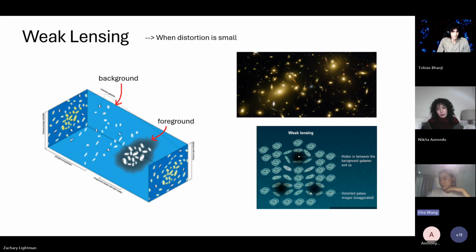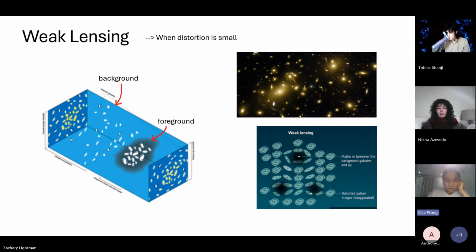And sometimes the lensing effect can be so great that it causes multiple images to form, or there's going to be arcs or an Einstein ring, which is called strong lensing. Sorry, but weak lensing is more common. And so the leftmost image is a diagram of weak lensing.